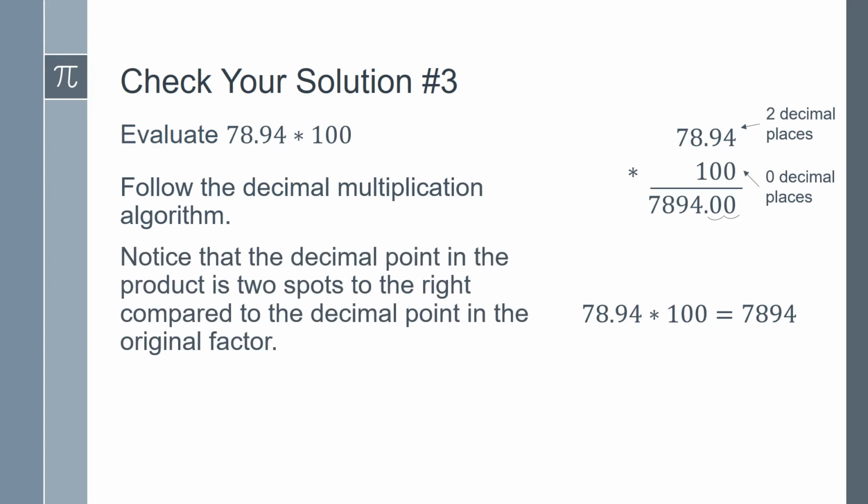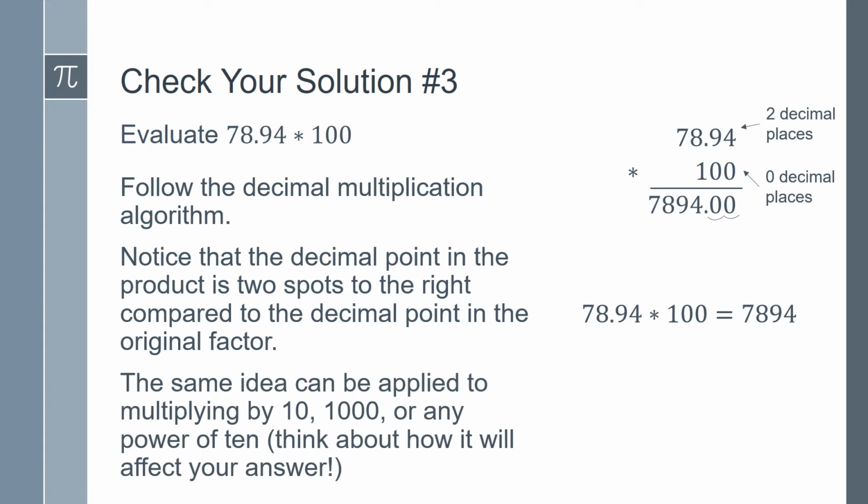So 78.94 times 100 equals 7,894. If you notice, the decimal point in the product is 2 spots to the right compared to the decimal point in the original factor. This same idea can be applied when multiplying by 10, 1,000, or any power of 10. Notice that we slide the decimal point an equal number of spaces to the number of zeros in the factor.